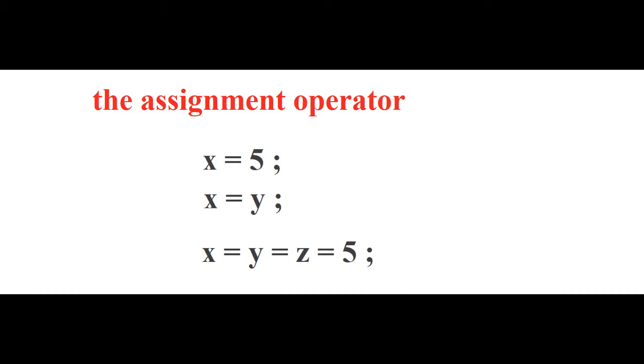With coding, we assign values from right to left. Here, 5 is assigned to the variable x. Then the value contained in the variable y is assigned to x. Then 5 is assigned to the three variables x, y, and z.